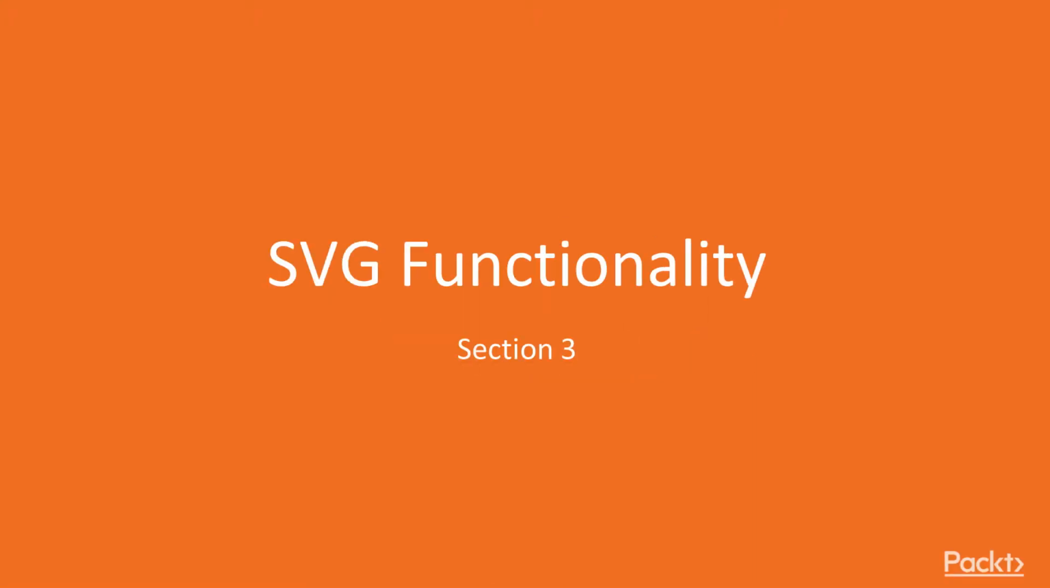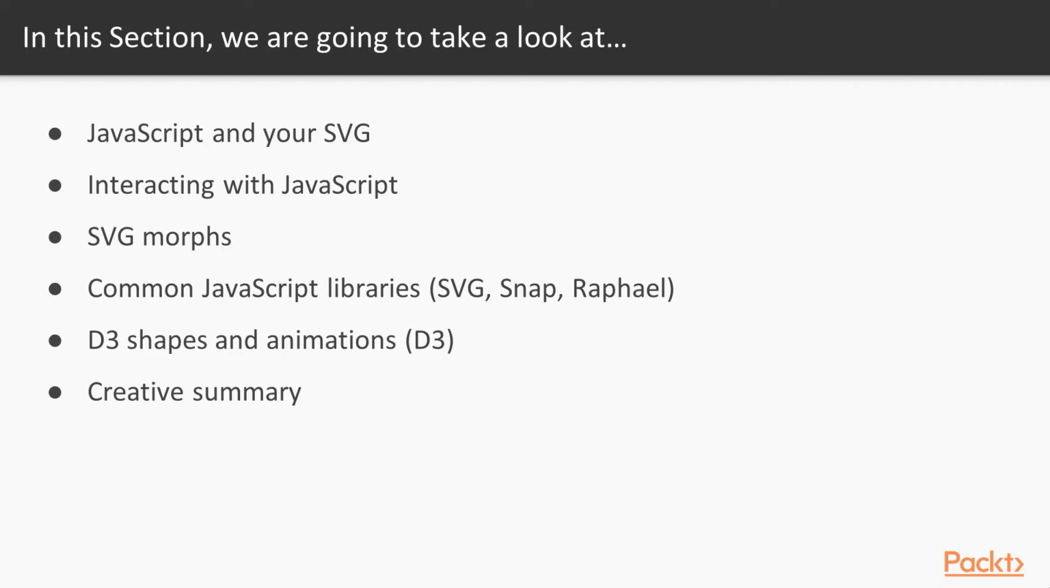Looks like we've now arrived at section 3, SVG functionality. In this video, we're going to take a look at using JavaScript to manipulate our SVG. We're going to be looking at further interacting with JavaScript, SVG morphs, which is making one shape go into the next. Then we're going to be looking at the common JavaScript libraries that are available for free online, and there are some that you can pay for. We'll be looking at the D3 library, which can create shapes and wonderful animations. And at the end, I'm going to do a creative summary regarding SVG as a whole.